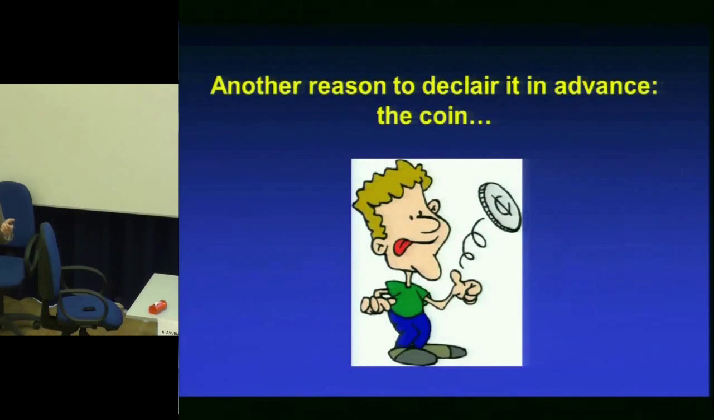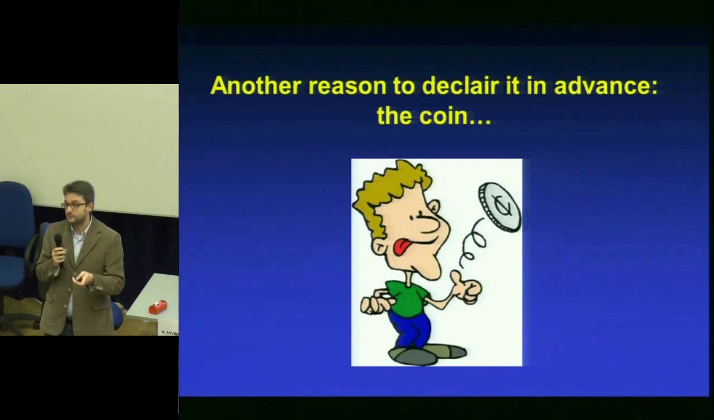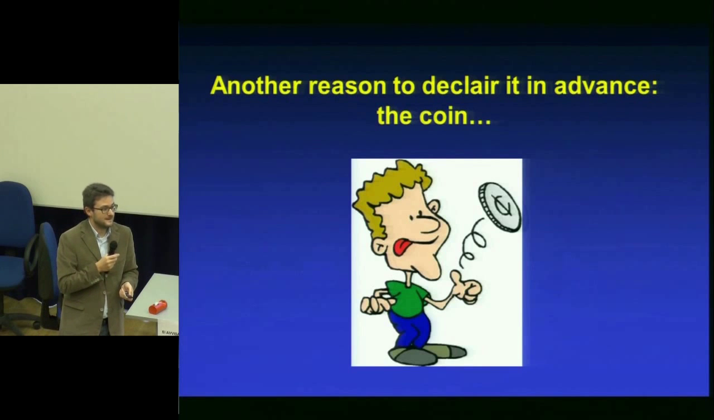The other reason is very simple and intuitive: the coin rule. If you take a coin a million times, you have a 50% chance of getting a cross. But if you toss a coin only 10 times, it's possible that all 10 times you get a cross. And if you stop there, your experiment, and publish your data, these data are not true.